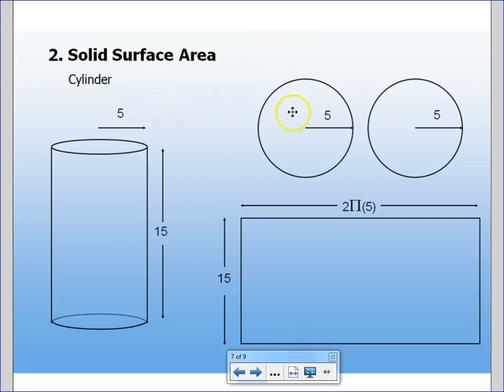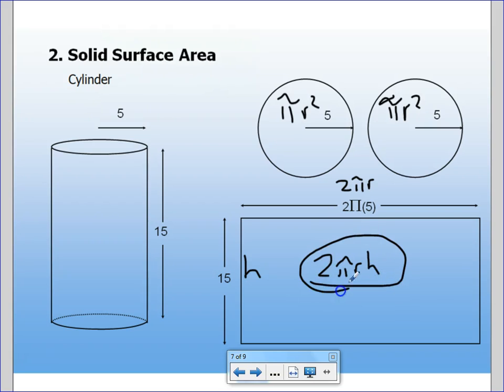And as we take a look at the two circles, we know the area of a circle is pi r squared. So we've got 2 pi r squared. And then the soup label part, we've got the height of the label, and then the distance around the label would be the circumference, which is pi times 2r, 2 times pi times radius. So this area is 2 pi r times h. So this plus 2 pi r squared gives us the surface area of the cylinder, and that's how we come up with that formula.